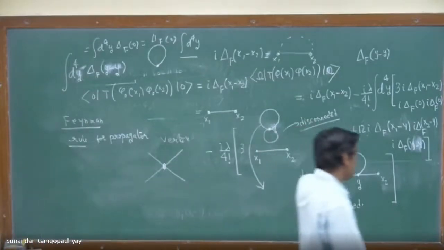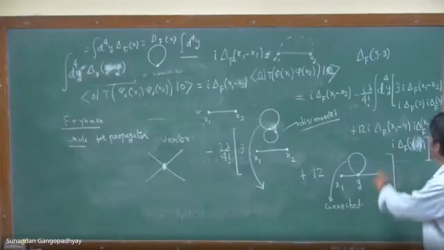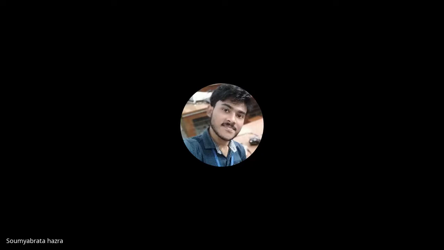Okay. Is this clear? Sir, you can say that. I mean, we can also say that the particle is getting created at x1 or getting annihilated at x2, something like that.